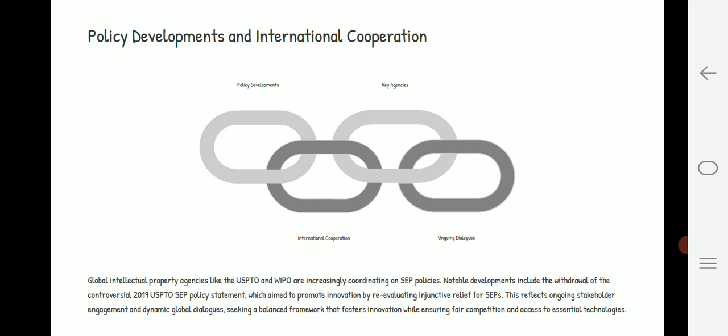Policy development and international cooperation is the most important parameter on SEP: policy development, key agencies, international cooperation, and ongoing dialogues. These four parameters are interlinked, because policy development is based on international cooperation, and international cooperation is interconnected with the key agencies as well as policy development. The ongoing dialogues are based on the key agencies. So the four parameters are interlinked with each other.